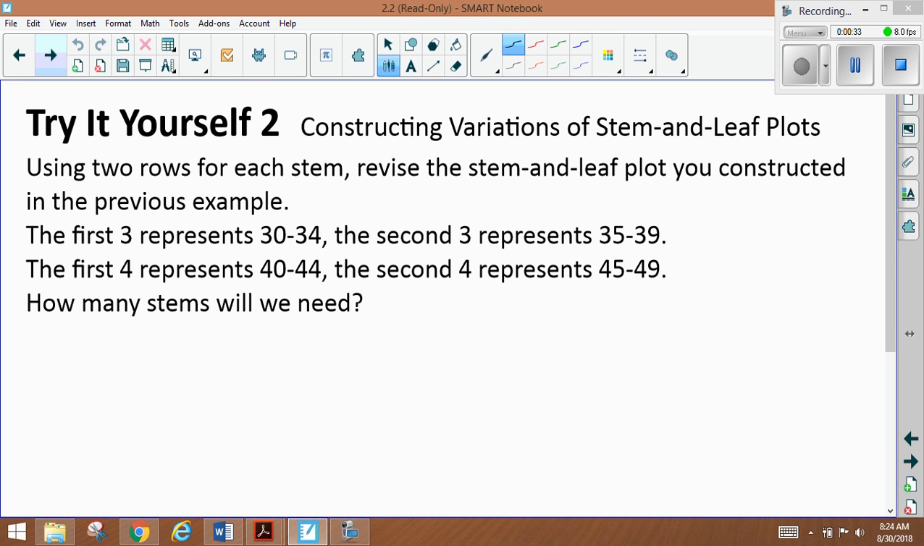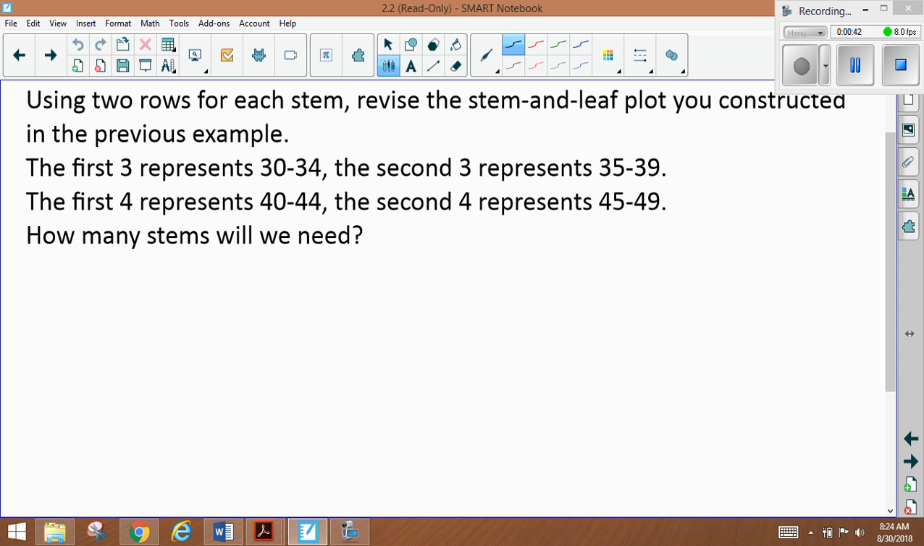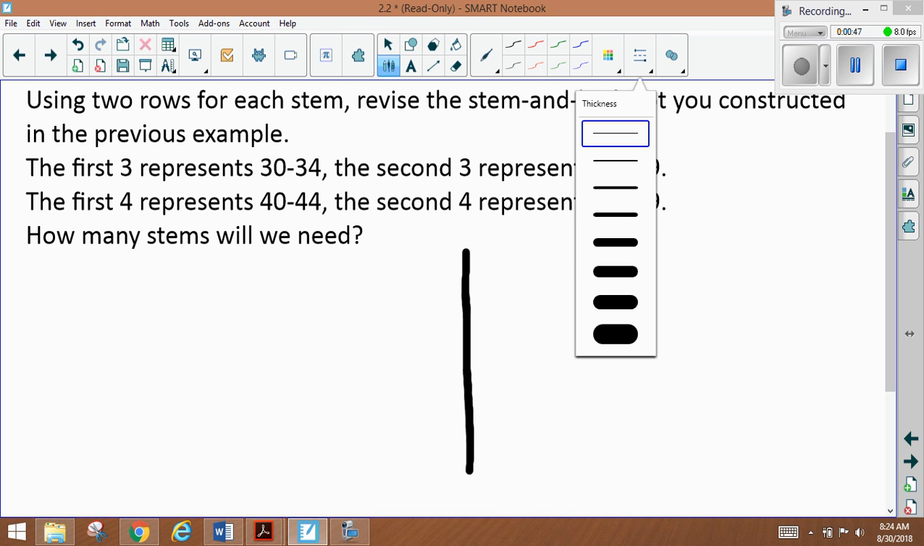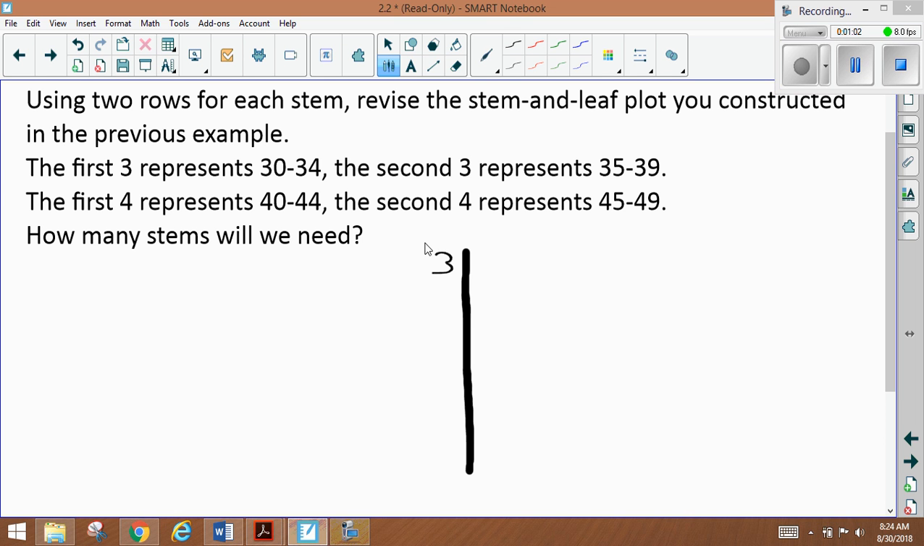So if we wanted to spread the data out, we could do two different types of stems. This would be yellow. So the first one is the one we just did. So I can have 2 3s here. Isn't that weird?